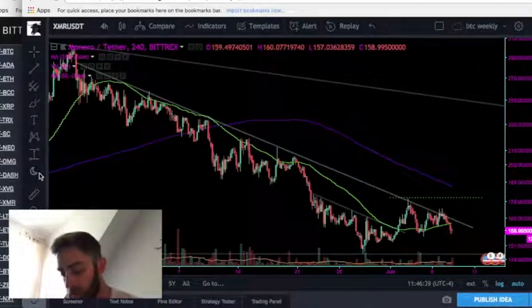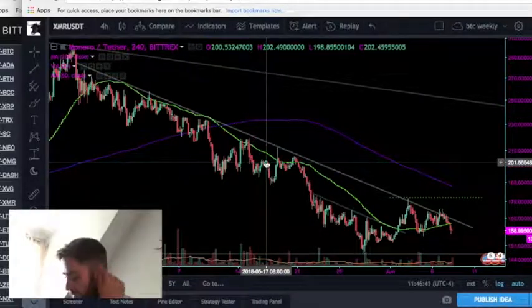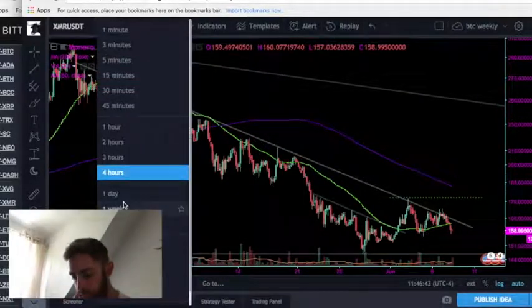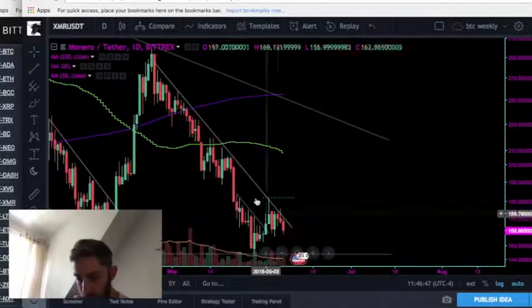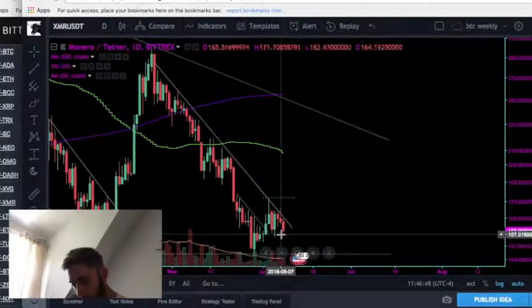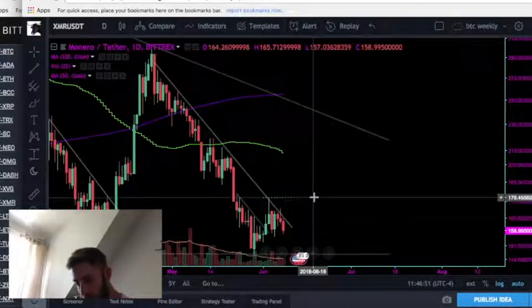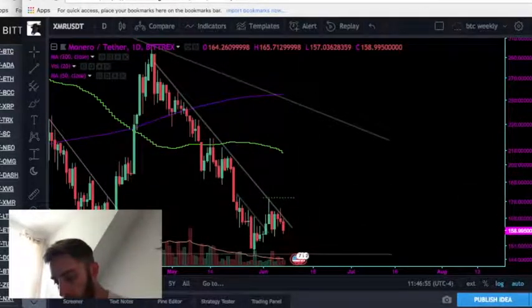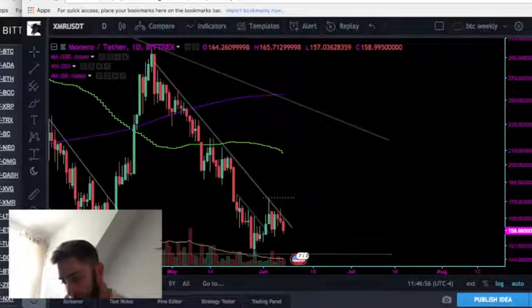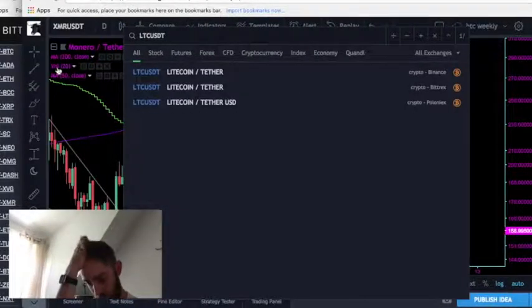Monero. Same pattern here, guys. Look. Shoulder, head, shoulder. It's almost visible from the daily. Where do you go long? When you break that neckline, guys. 178.